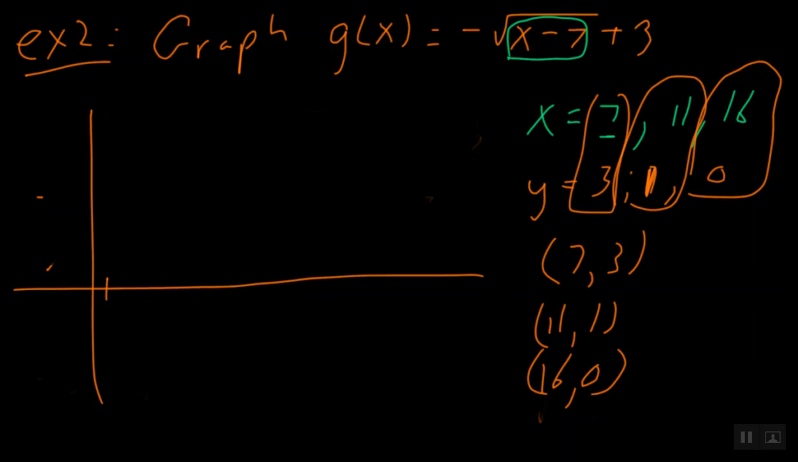Let's count them out: 1, 2, 3, 4, 5, 6, 7, 8, 9, 10, 11, 12, 13, 14, 15, 16. And it looks like we have to go to at least a height of 3. We can see here that 7, 3 goes to the right 7 and up 3. And there is our very first point, our vertex. Then we can go to the right 11, so that's 7, 8, 9, 10, 11, and up 1. And lastly, we can go to the right 16 and stay on the x-axis because it's 16, 0. And there you go.